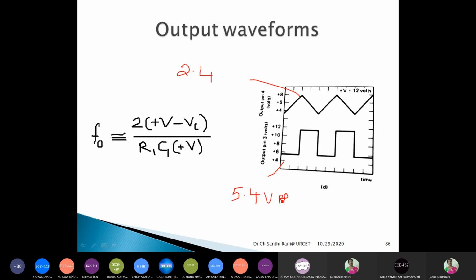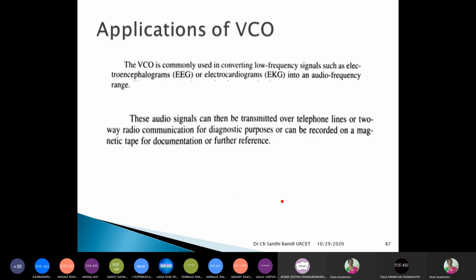So this is about the connection diagram and functionality of the VCO, and then let us see the applications of the VCO.